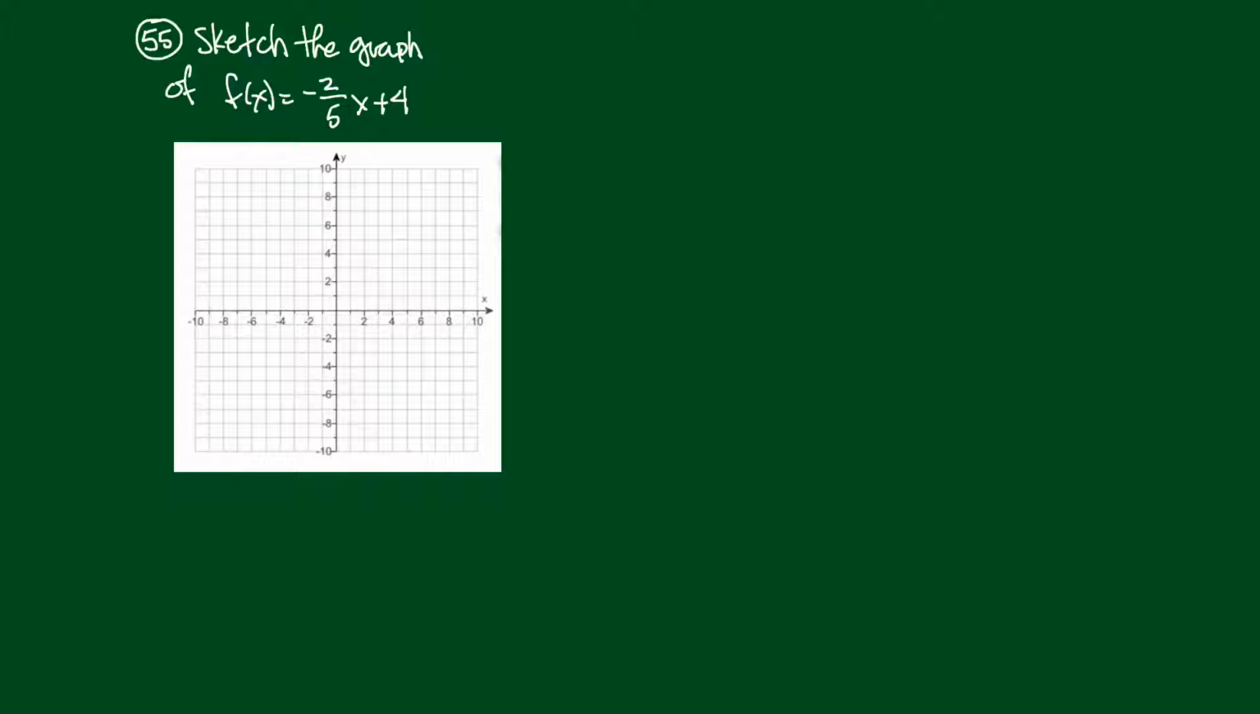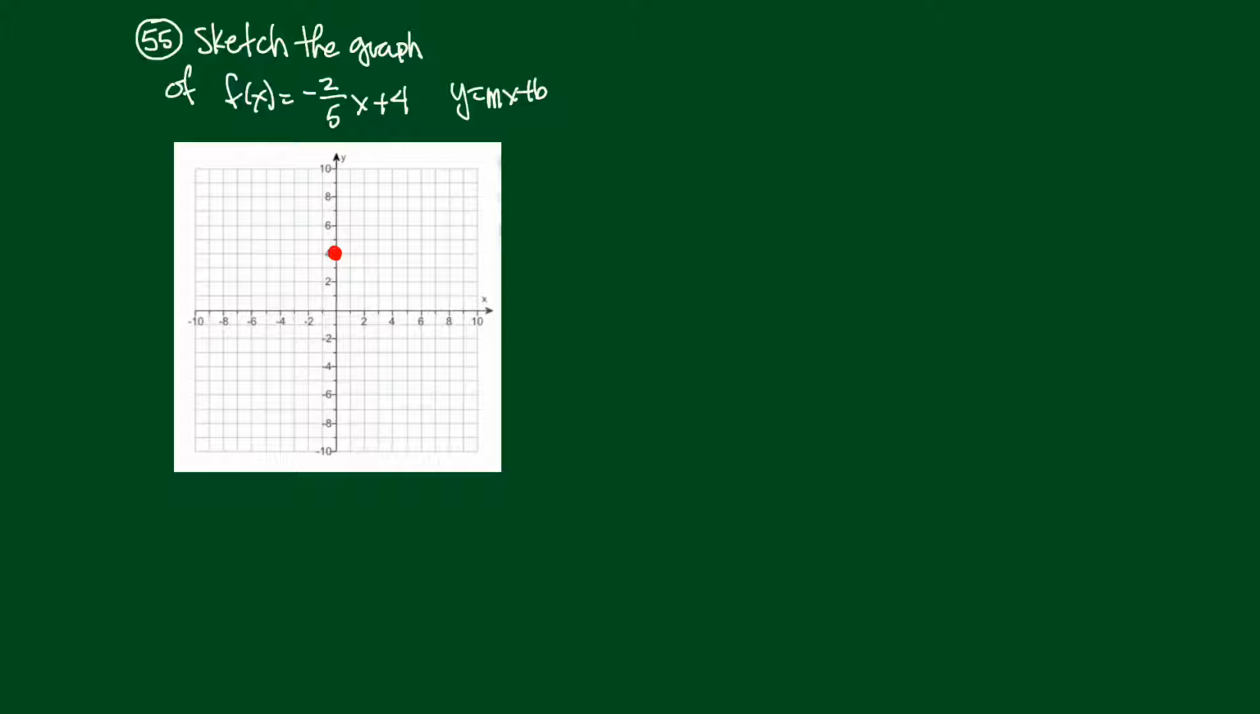We are given in number 55 a linear function, right? It's linear. I've got x just to the first power, and this is of the form y equals mx plus b. So we want to sketch the graph. So y equals mx plus b. B in this case is 4. So we know we're going to cross the y-axis at 4. So let's put a point here on the y-axis at 4.